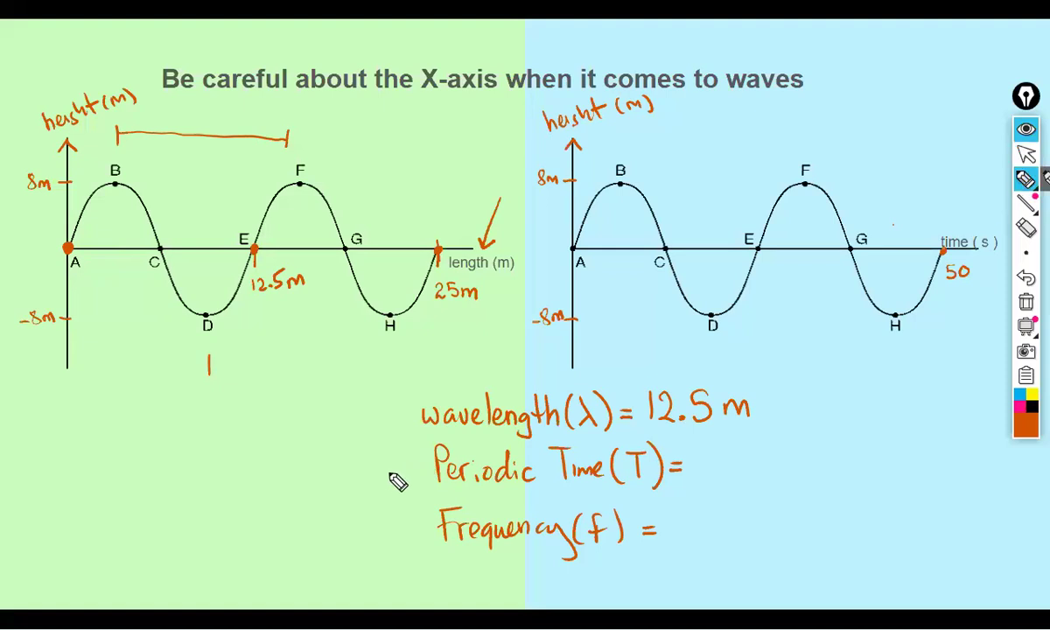The second one, if they ask you for the periodic time, is the time taken for one oscillation. An oscillation is basically one up and one down. Now, if I ask you for the periodic time, you cannot watch the first graph. You have to watch what? The second graph. So the periodic time would be 25 seconds. You have to look at the second graph. You see, both of these represent the same wave. It's just that both graphs are extracting different information off the same wave, right?